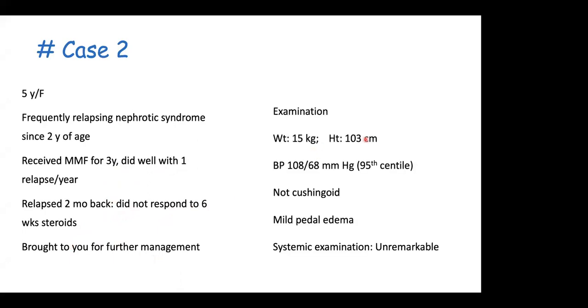Now, you see that the weight and height are preserved. Blood pressure is just at the 95th centile on the day it was evaluated. The child is not very Cushingoid, probably because she did well on mycophenolate. There is some mild pedal edema. The rest of the systemic examination is unremarkable.